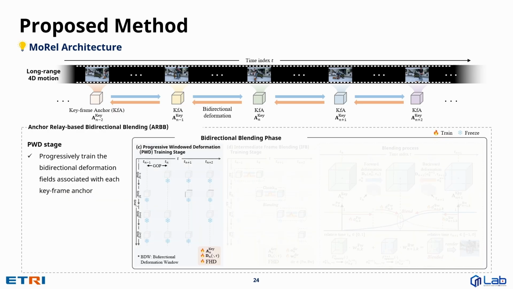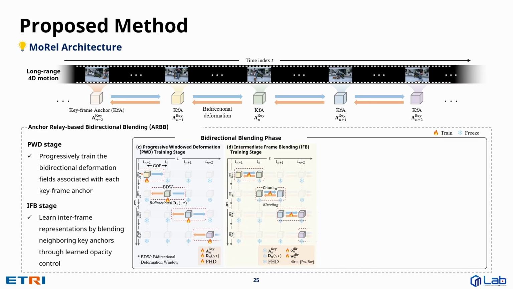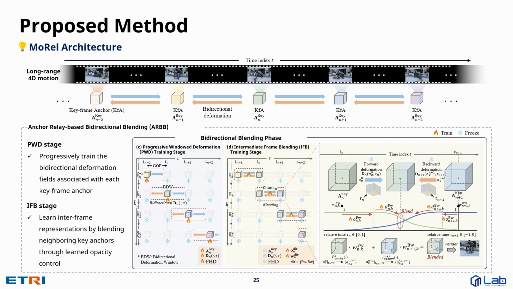Bidirectional blending phase. In the PWD stage, we progressively train the bidirectional deformation fields associated with each keyframe anchor. This allows each local window to model motion stably while avoiding inter-chunk interference. In the IFB stage, we learn interframe representations by blending neighboring key anchors through learned opacity control. This enables smooth transition between adjacent anchors and improves temporal continuity.